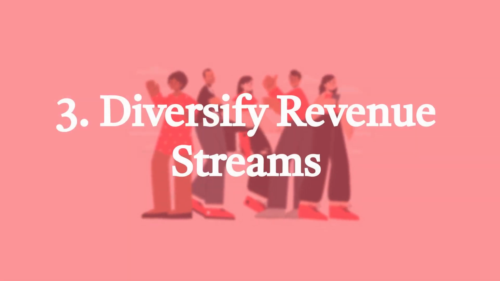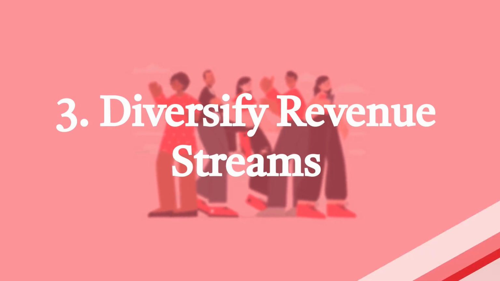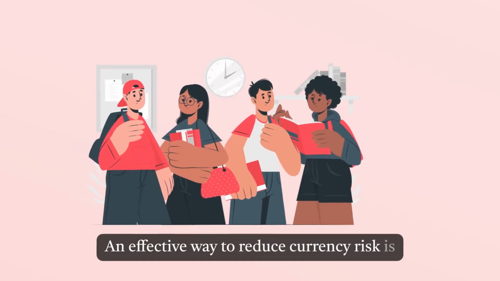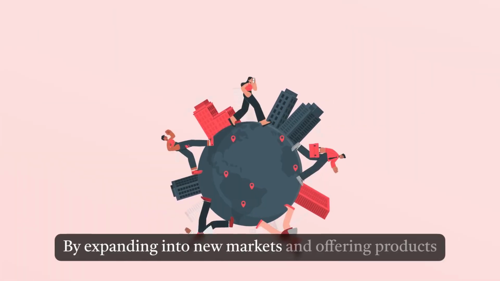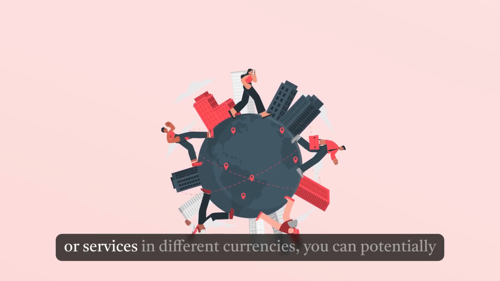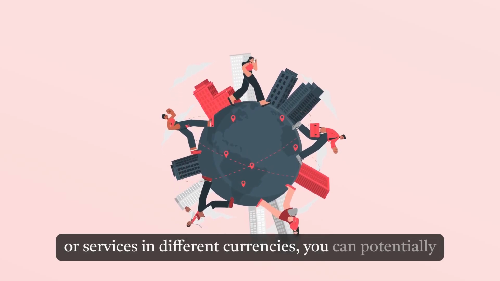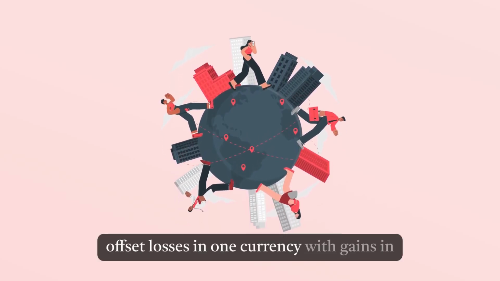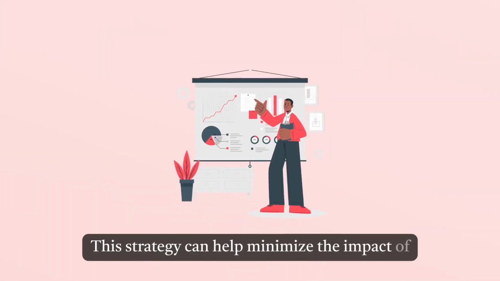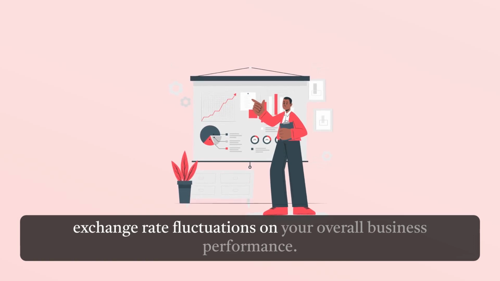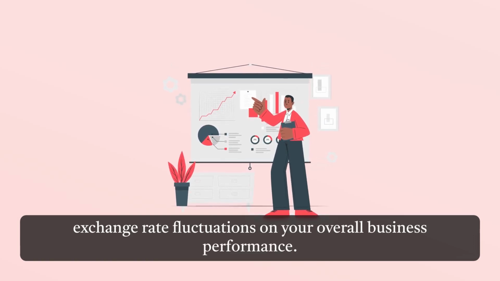3. Diversify revenue streams. An effective way to reduce currency risk is diversifying your revenue streams. By expanding into new markets and offering products or services in different currencies, you can potentially offset losses in one currency with gains in another. This strategy can help minimize the impact of exchange rate fluctuations on your overall business performance.